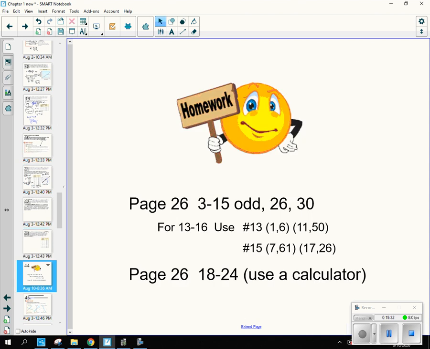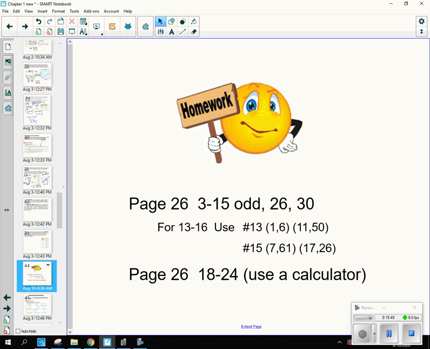Homework assignment, page 26, 3 through 15. Use 13 and 16, use those points. So in question 13, use the point 16 and 1150. In question 15, use the point 761 and 1726 when writing your equation.